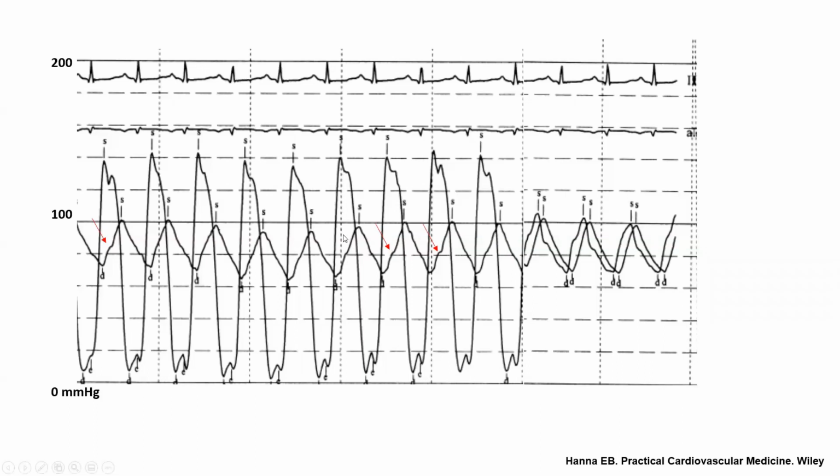And it's typically a long RR that's preceded by a short RR. That's your highest gradient, that's the gradient you should take.